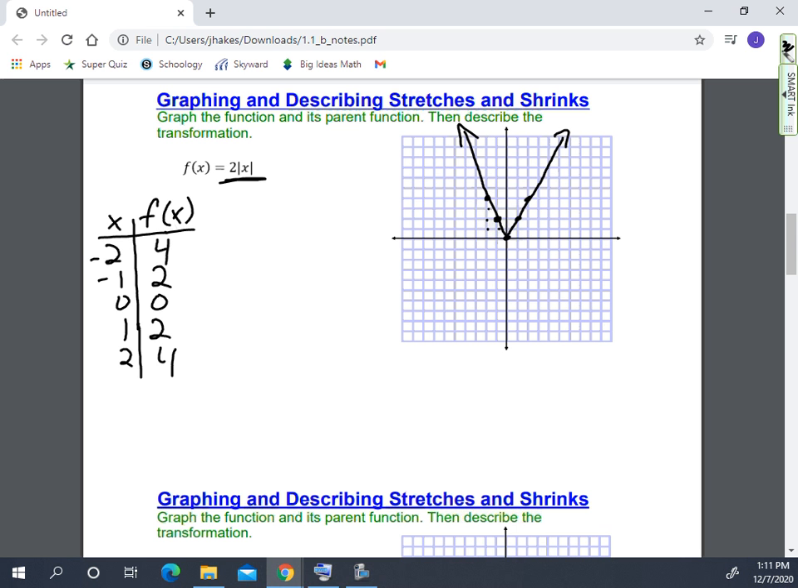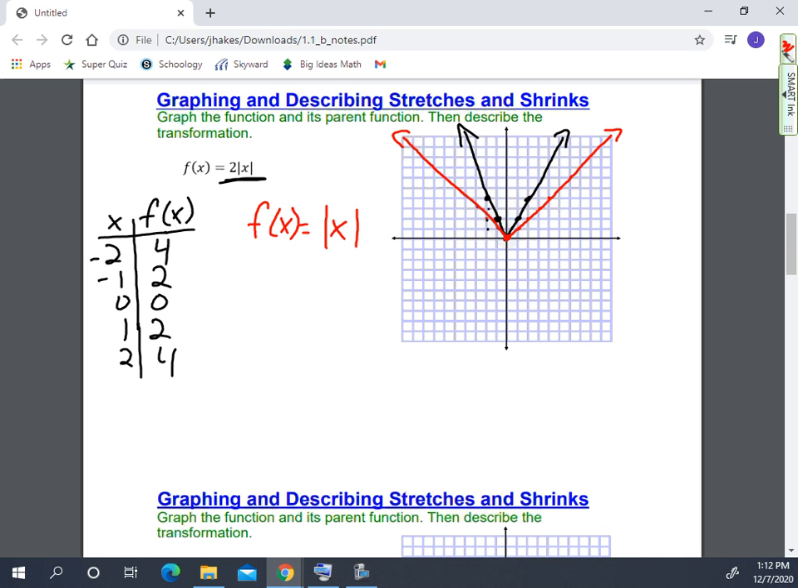Now, look back to 1.1a. What is its parent function? Its parent function is here in red. It is f of x is equal to the absolute value of x. Now remember, that starts at the origin and goes up 1 over 1 on each point.